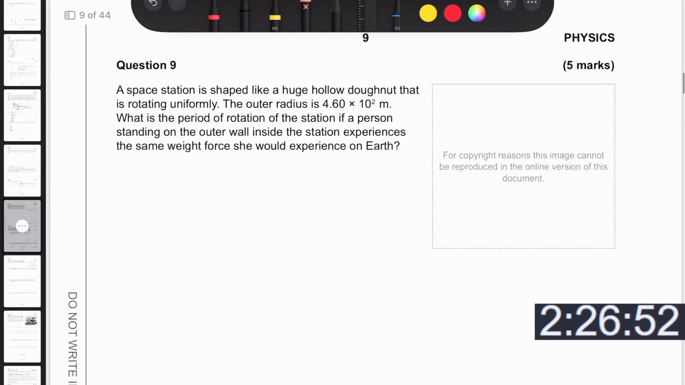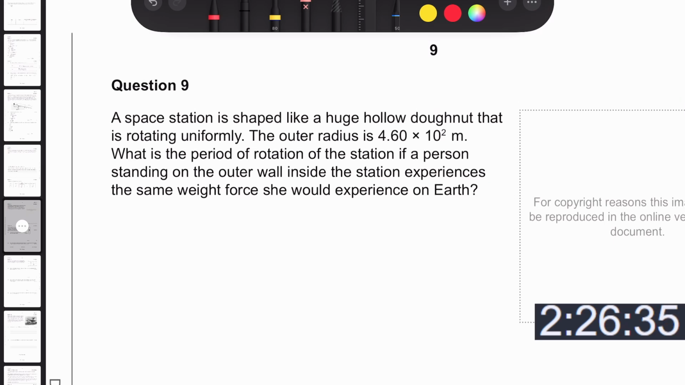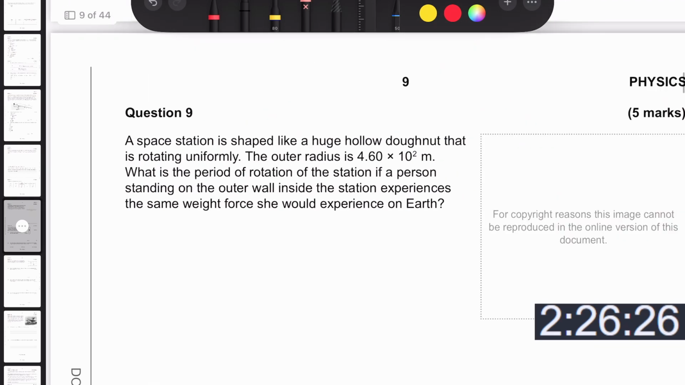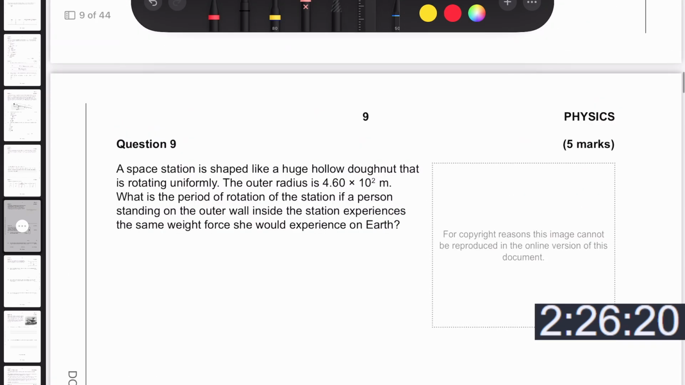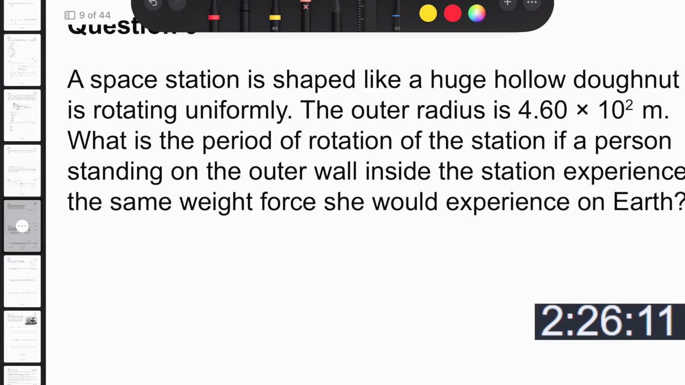But there's so many of these that I can't see. Oh my lord. Space station. Oh, let's bring this one up. Question 9. Where is it? Let's see. Shaped like a hollow donut that is rotating uniformly out of race. What is the period of rotation of the station? Experiences on the inside the same weight force you would experience on Earth. Outer radius is 460.